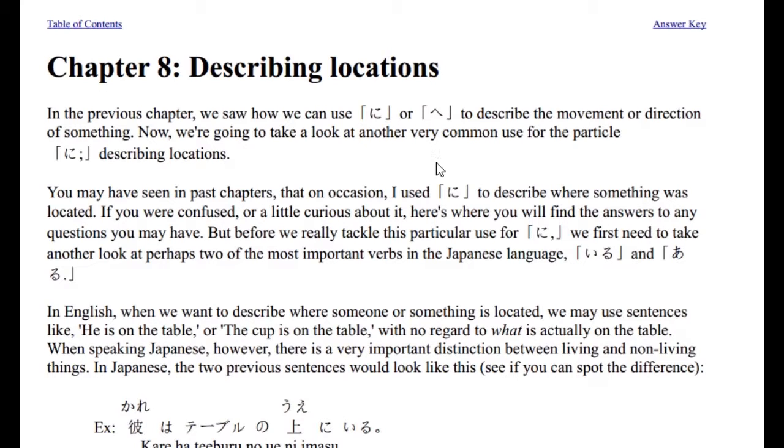In the previous chapter, we saw how to use ni and e to describe the movement or direction of something. Well, in this chapter, we're going to take a closer look at ni and how to use it to describe locations. You may have seen in past chapters that on occasion, we use ni to describe where something was located. If you were a little confused or curious, here's where you'll find the answers to any questions you may have had. But before we can tackle this particular use of ni, first we need to take a look at the two most important verbs in the Japanese language. Those are iru and aru.